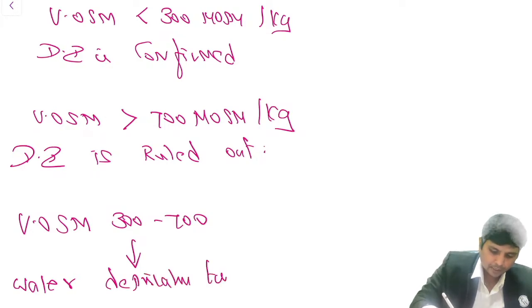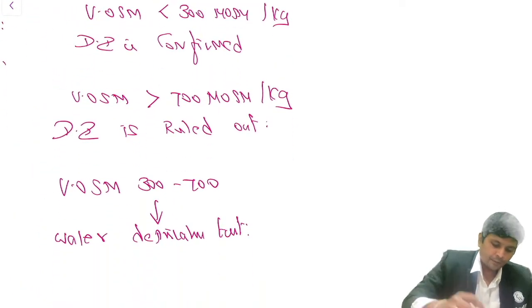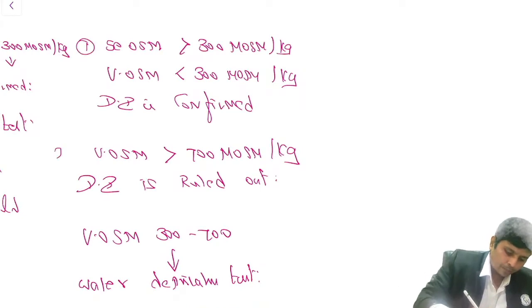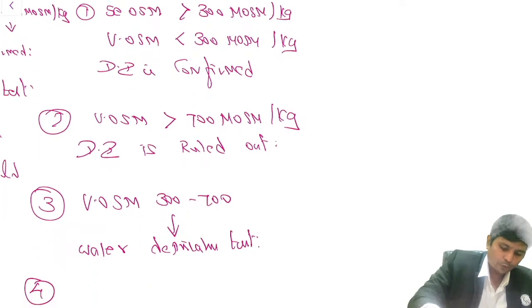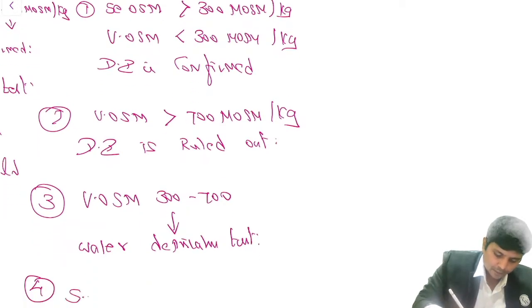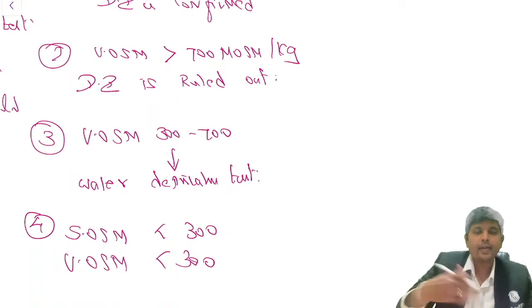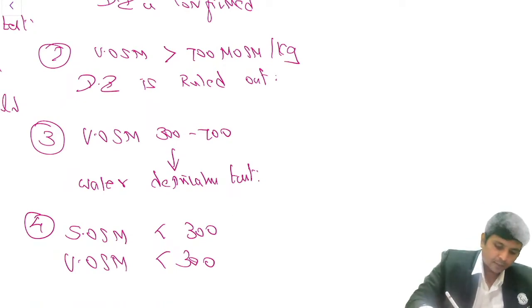Deprivation test under controlled condition. If so, this is very, very important. 1, 2, 3 and then 4. 4 is if serum osmolality is less than 300, urine osmolality is less than 300. What does it indicate? That you are diluting both urine and blood. So what is the diagnosis?